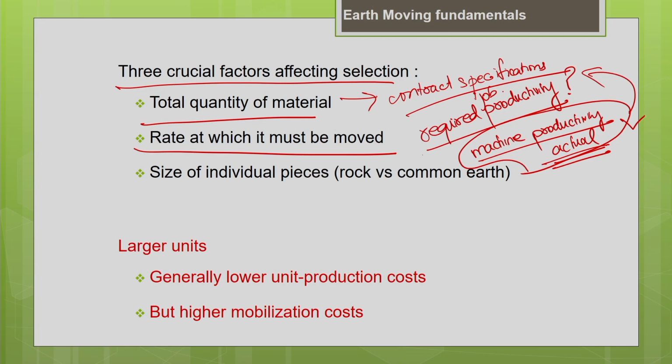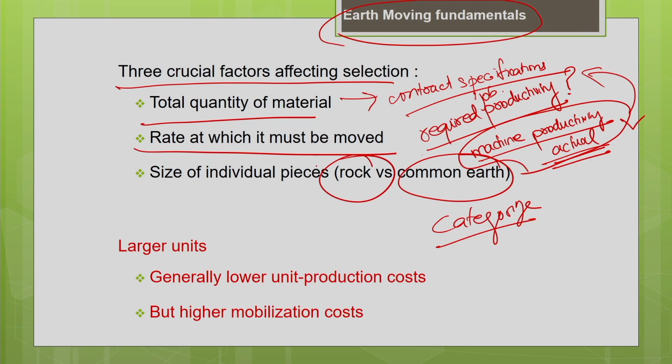And another important thing with respect to earth moving operation is you need to categorize the material. You need to categorize what type of material you are going to handle, because the equipment you need to handle common earth and the equipment you need to handle rock are totally different. Okay, so if you need to excavate the rock, you need to go for a different method of drilling, blasting. Okay, if it is weaker rock, I can go for a ripper. So it depends upon what material you are going to handle, whether it is common earth or consolidated clay. So depending upon the size of the individual pieces, you have to make the selection of the equipment.